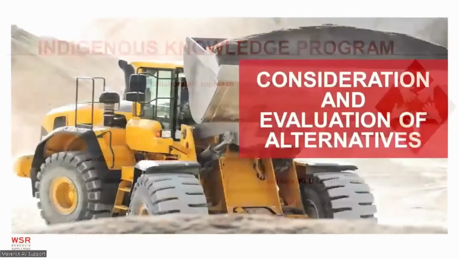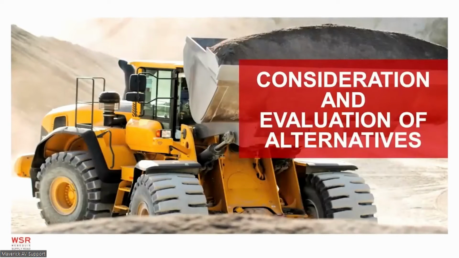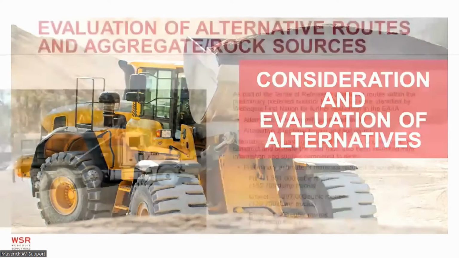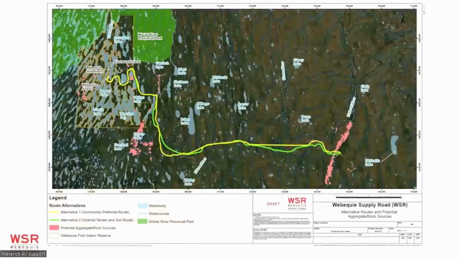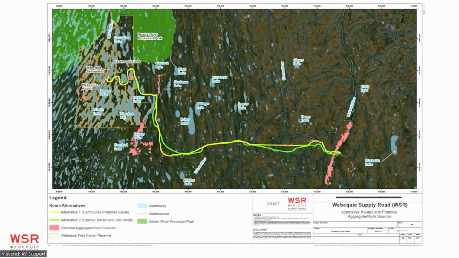Let's move now to talk a bit about consideration and evaluation of alternatives. We have different route alternatives that have been developed by working with community members. Of the two alternatives, one is what we call the community preferred route, and the other is based on where the best land for road building is. So it's sort of the technically preferred route. We're also looking at different locations for sources of road building material, such as gravel and rock. This next map shows the two alternatives.